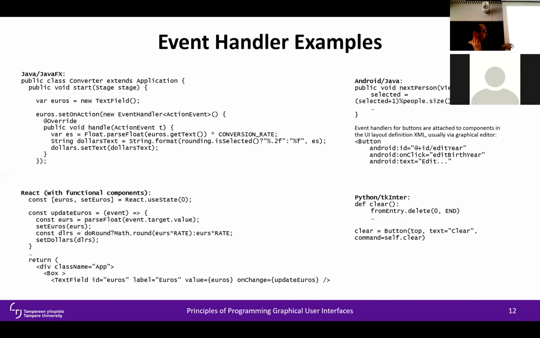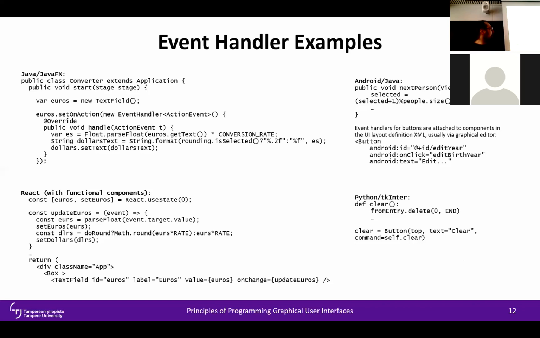Here is the example, the very same thing for React. Again, we have the euros variable here and a function to update it. Here is an event handler code using this arrow notation. How many of you are familiar with the arrow notation in JavaScript? Yeah, that's quite a lot more commonly used. So it's, again, a way to specify a function in a less complex manner.